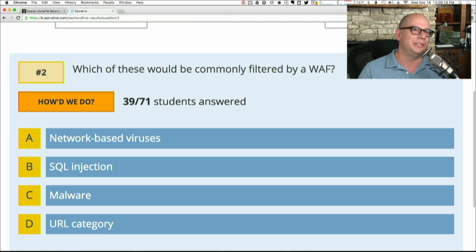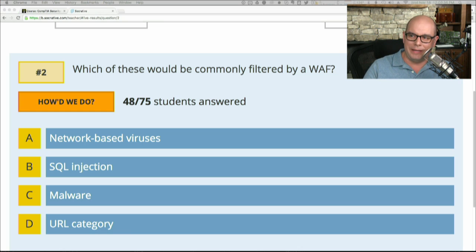So maybe you know what the answer is. Is it network-based viruses, SQL injection, malware, or URL category? One of the things I like to do on these questions, by the way, is make this a couple of steps long. So you first have to know what a WAF is. And then secondly, once you know what that is, you have to now know what does it do. So I'm kind of having you think through the process of going down one step, two steps, three steps to finally get to what the answer might be.